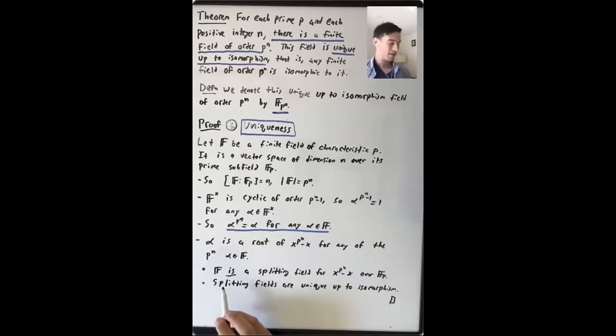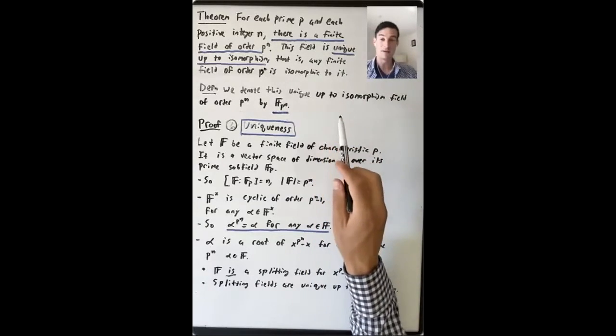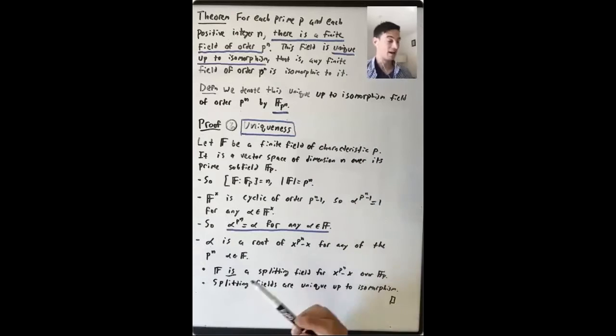Okay, so now we know that any finite field of order p to the n is a splitting field for this polynomial over Fp, but splitting fields are unique up to isomorphism. So all of these splitting fields are isomorphic to each other. And that's the end of the proof. We've seen that any field of order p to the n is isomorphic, because any splitting field for x to the p to the n minus x, these are all isomorphic.